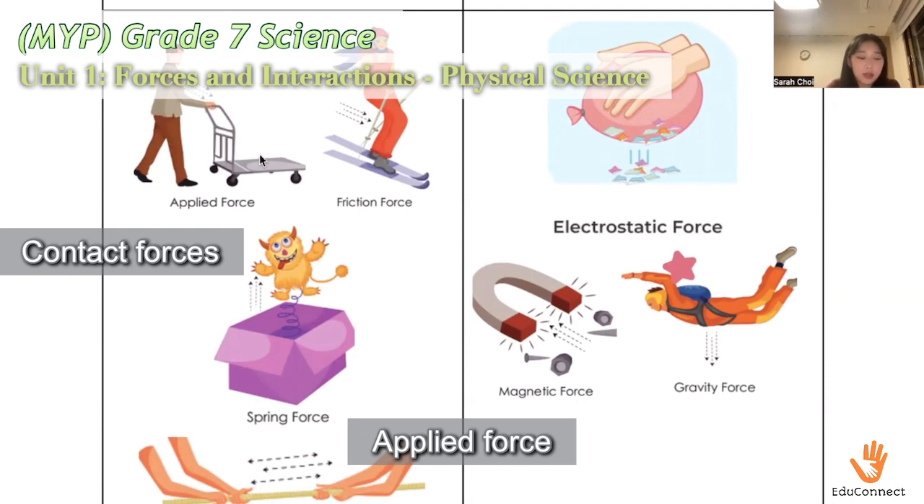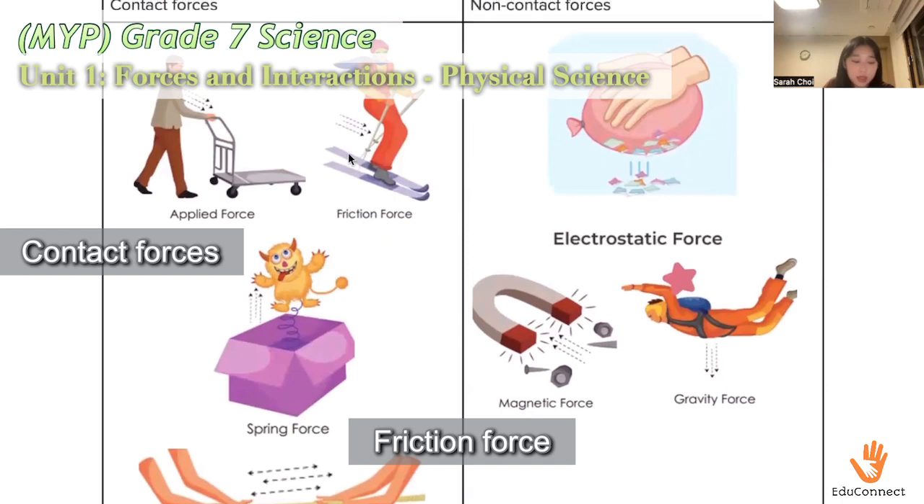So that's applied force. Second, we have friction force. Friction force is the force that opposes the motion or attempted motion of an object that is in contact with another object or surface. Friction force is caused by the microscopic interaction between the surfaces in contact. It is also a contact force because it occurs when two objects are in contact with each other and it resists their relative motion or attempts to move. This would be an example of friction force, as there is the slope of the ski surface and the person skiing down.